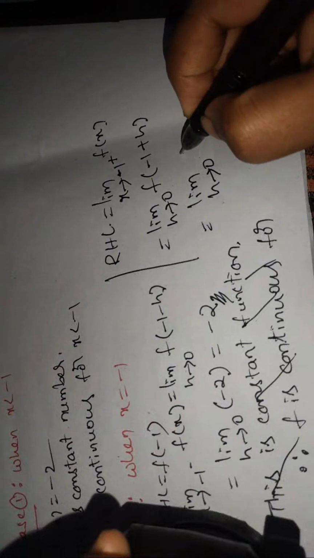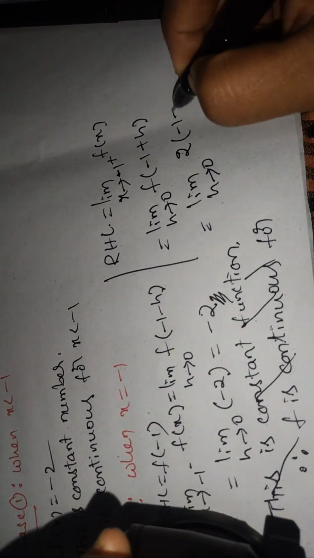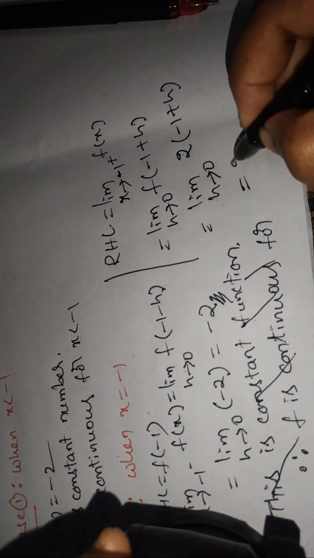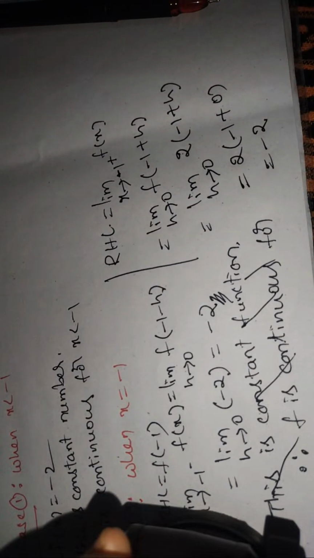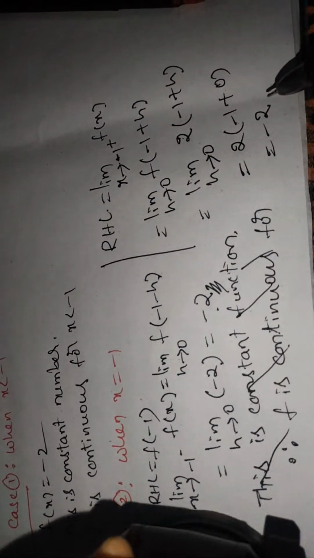So I will write 2 times x, and the value of x is minus 1 plus h. Now put h as 0 in this. So 2 into minus 1 plus 0, we will get minus 2. What is LHL? I got minus 2. RHL is minus 2.